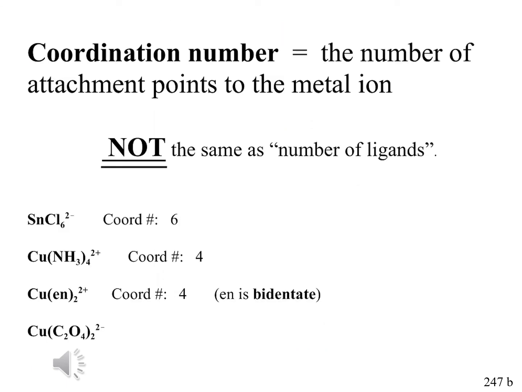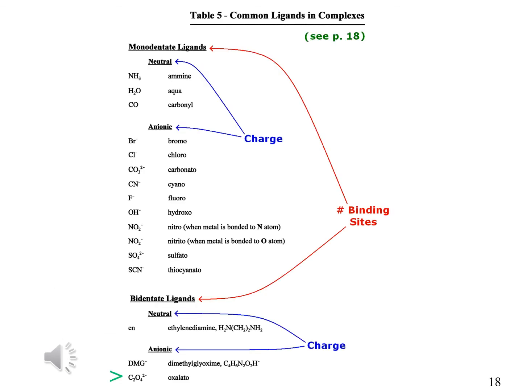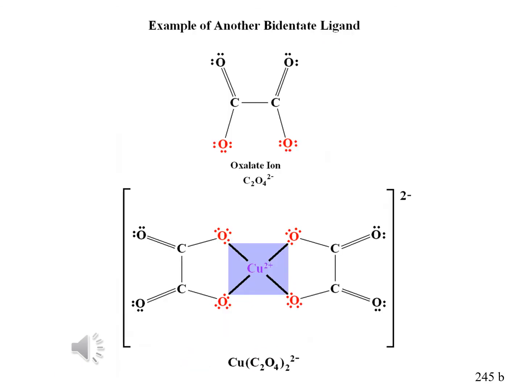The same thing is true for the copper oxalate complex at the bottom. The charge is different, but you're going to see that the structure is very similar, and we already drew a picture of it, so we have to look up oxalate first. In the table, you can see that oxalate is listed under bidentate with a charge of -2, but because it's bidentate, it has 2 binding sites. This is the picture of the complex, and if you look at the copper again, it has 4 bonds to it. So again, the coordination number is 4.